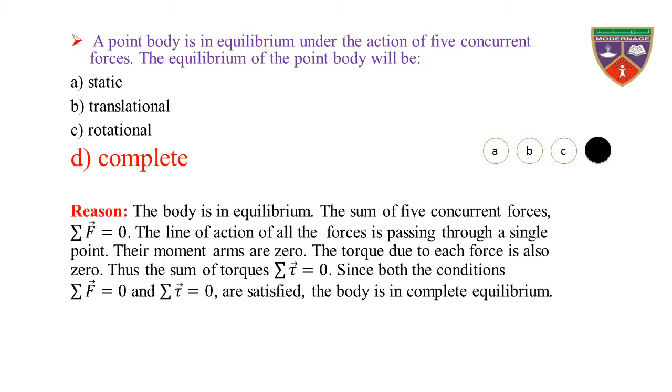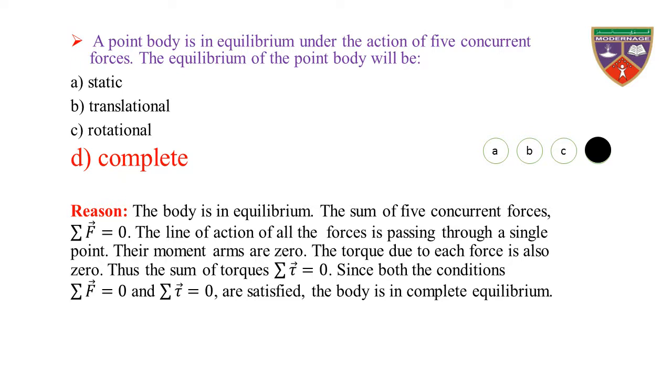Reason: a body is in equilibrium. The sum of 5 concurrent forces, sigma F, is equal to 0. The line of action of all the forces passes through a single point. Their moment arms are 0. The torque due to each force is also 0.